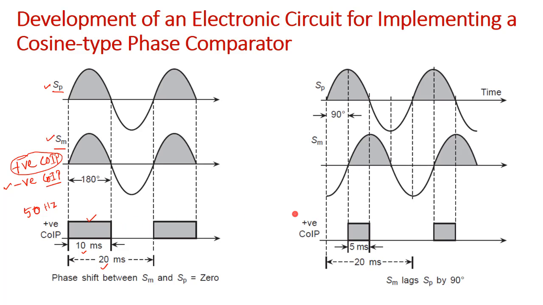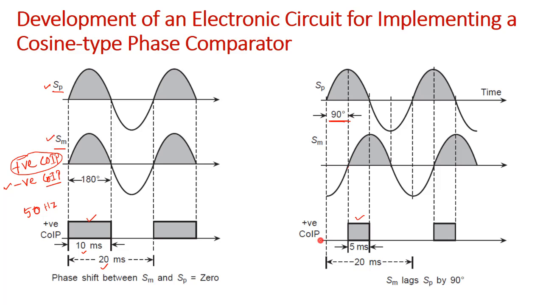If you see this waveform, here SM is lagging SP by 90 degrees. The phase difference between SM and SP is 90 degree lag, which can be represented in the positive coincidence period as 5 millisecond. We can see here the positive cycles of these two waveforms are in fact coincident for 5 millisecond.